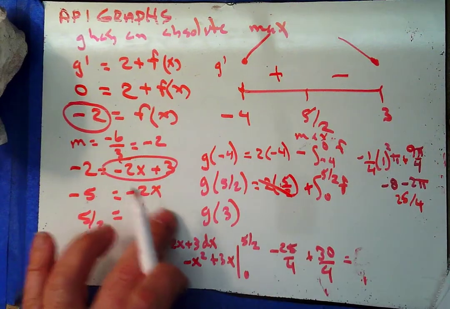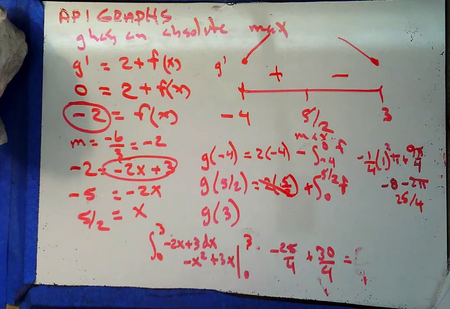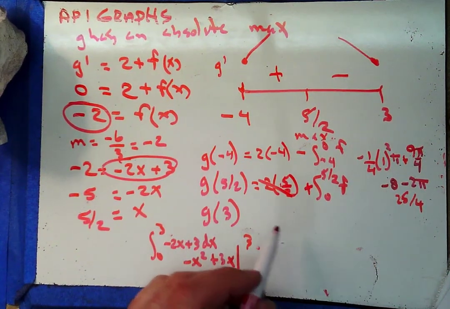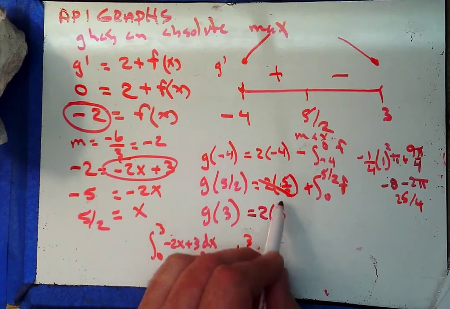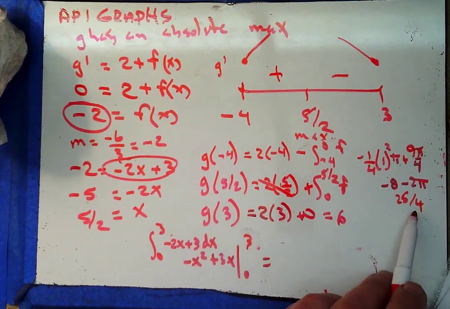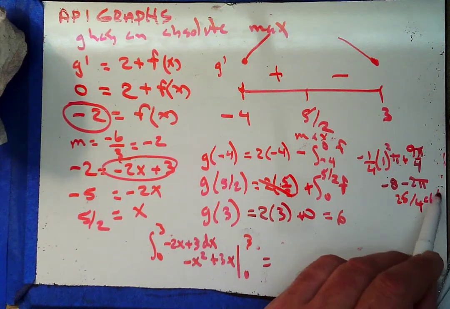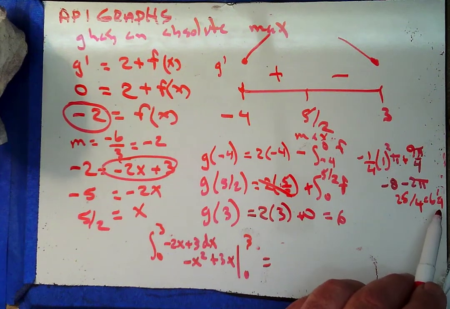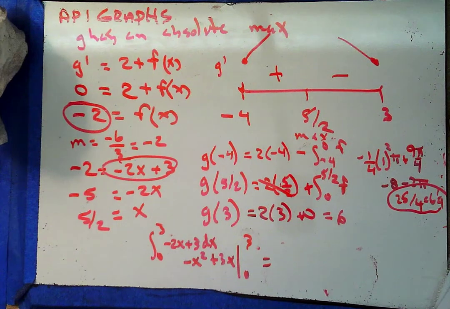And now let's extend this integral to 3 and say negative 9 plus 9 is 0. And so we end up with 2 times 3 plus 0 equals 6. Well, this is 25 fourths, which is 6 and 1/4. That is bigger than 6. So here, of these 3 choices, this one is my absolute max.